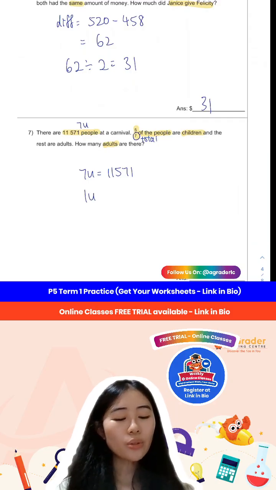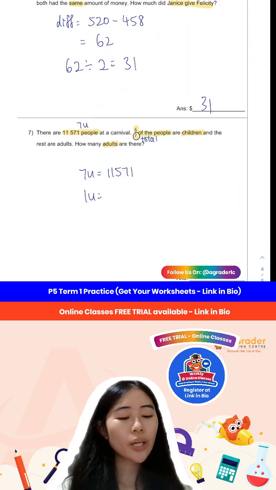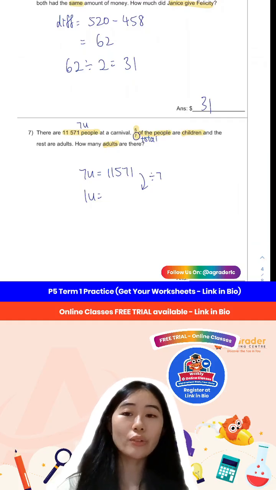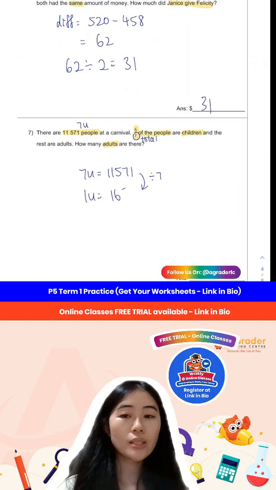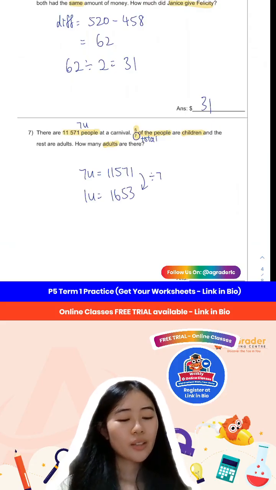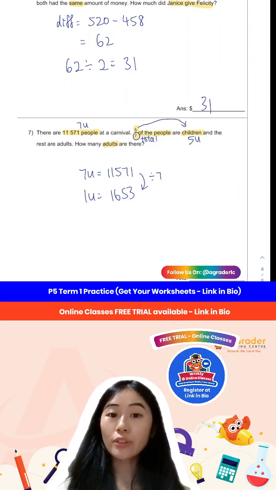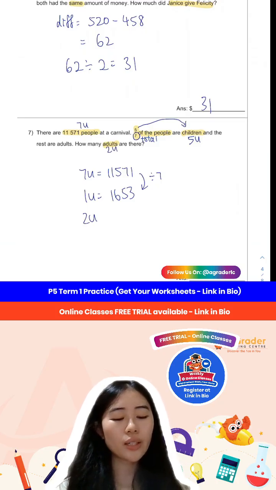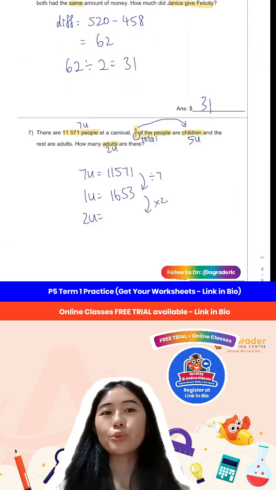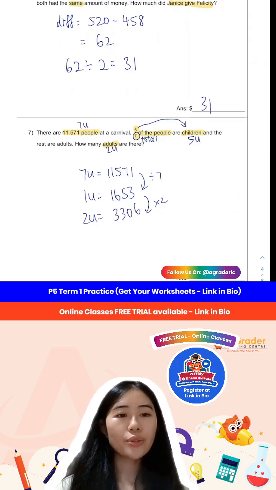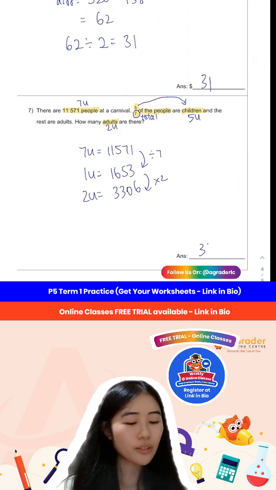Okay, so then you are going to find 1 unit next. So we can use units for this question. You need to divide by 7. Then you just do your long division. You will get 1,653 for 1 unit. Over here, 5 units refer to the children. Out of 7 units, 5 units are children. So that means that you are left with 2 units for the adults. All you need to do is times 2. So that's how you get the answer 3306, which most of you got correct.